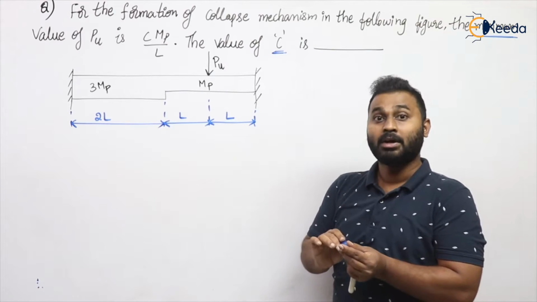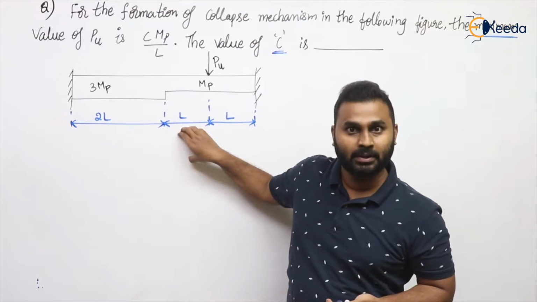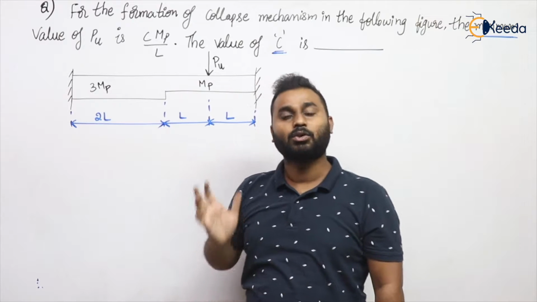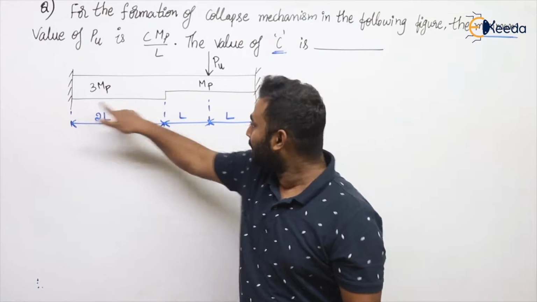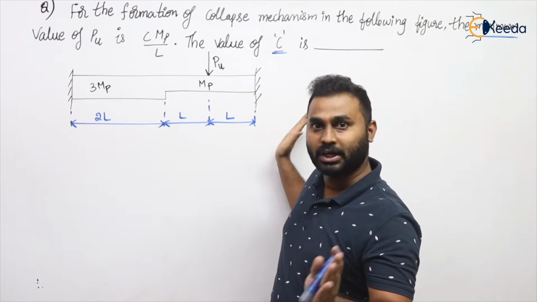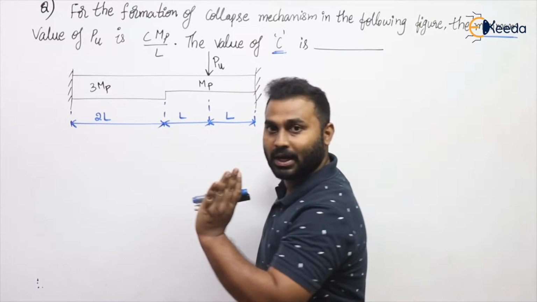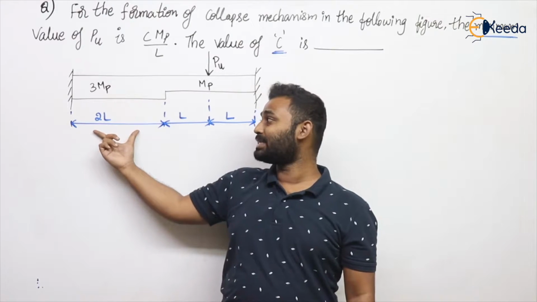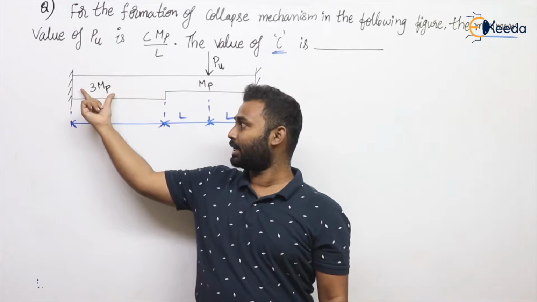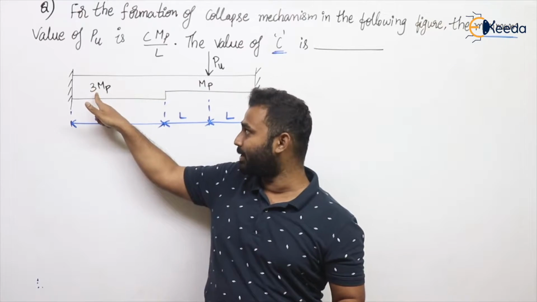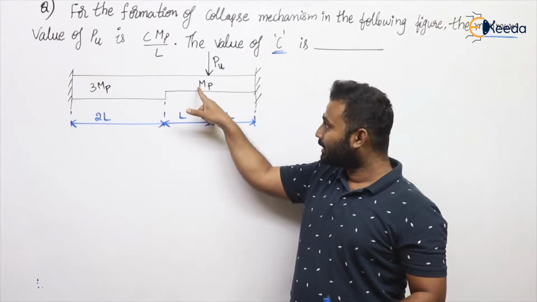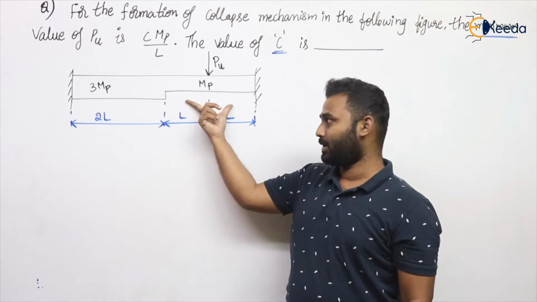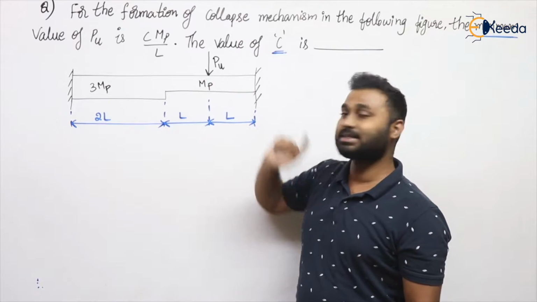As I keep on saying all the time, first we need to observe the figure or diagram given in the question for the calculation of collapse load in plastic analysis. So what do we have to observe here? The given span and type of beam. Which type of beam is it? Fixed beam. Coming to the span, for this fixed beam, one 2L span has a plastic moment of 3MP, and the other 2L span has MP simply. The load is acting in this span, exactly at the center.